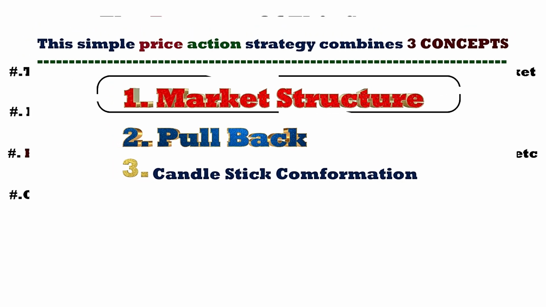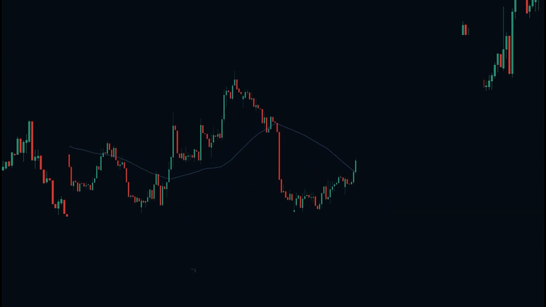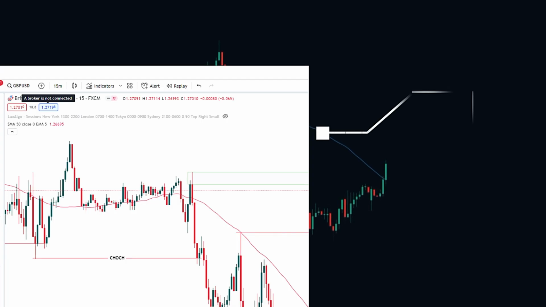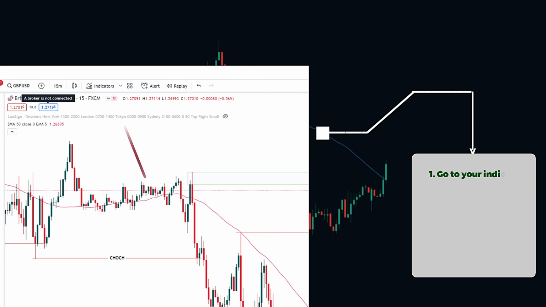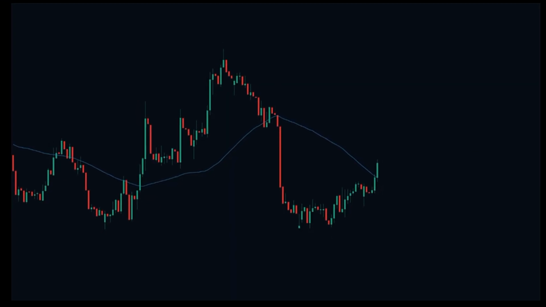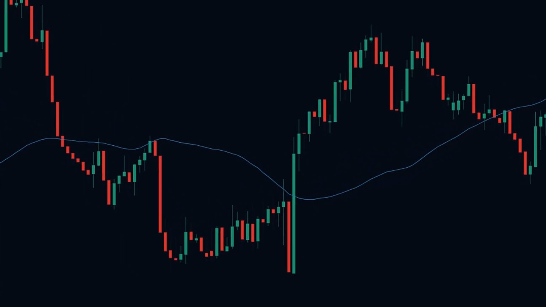We start by defining the market structure. That's the first thing we have to do: identify the market structure. The first step is to go to your indicators. If you're using TradingView, GoCharting, anywhere, even MT4 or MT5, go to your indicators, search for EMA, then set the length or period to 50, and set the source to close. Once you have done this, the indicator will help you filter the market structure shift.